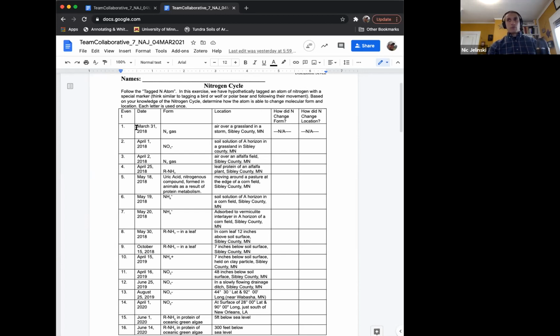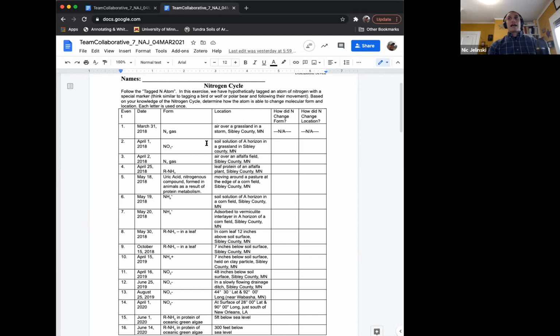So here's event 1, March 31st, 2018. The form was as dinitrogen gas, and it was in air over a grassland in a storm in Sibley County, Minnesota. The next day, April 1st, 2018, that same nitrogen atom was now in a nitrate molecule, NO3 minus, in the soil solution of an A horizon in a grassland in Sibley County, Minnesota. So it went from the air to the soil, and it went from dinitrogen to nitrate.